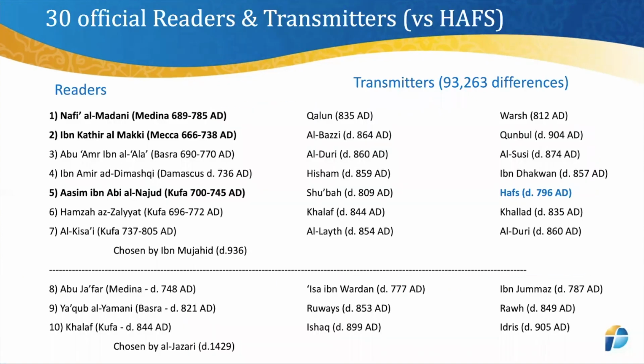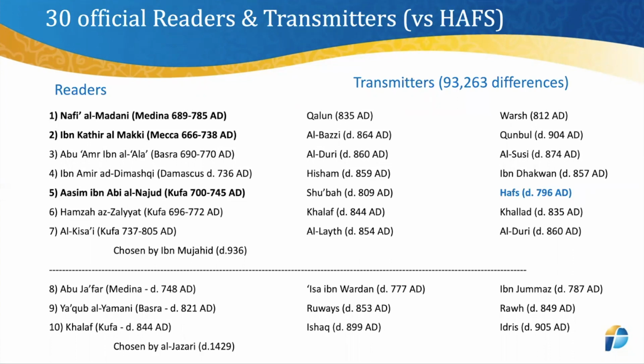Now, let's look at the 30 official readers and transmitters. These are the official ones that you see today, taken from Wikipedia just to make it as easy as possible for you. These are the 30 that they have listed. On the left, you will see the readers: Nafi ibn Kathir, Abu Amr ibn Amir, Asim ibn Abi al-Najud, Hamza al-Zayyat, and al-Kisai. They are the 7 that we're going to talk about, the 7 that are the most important.